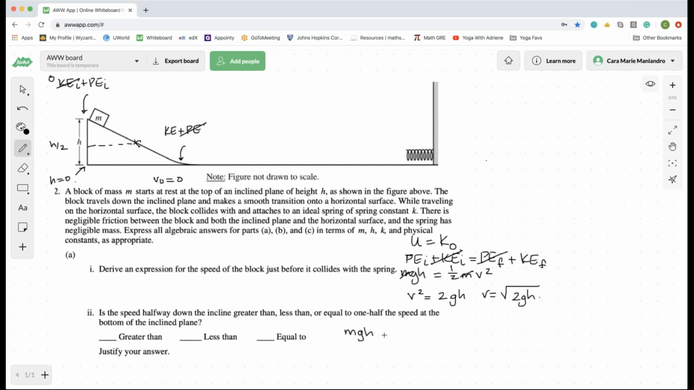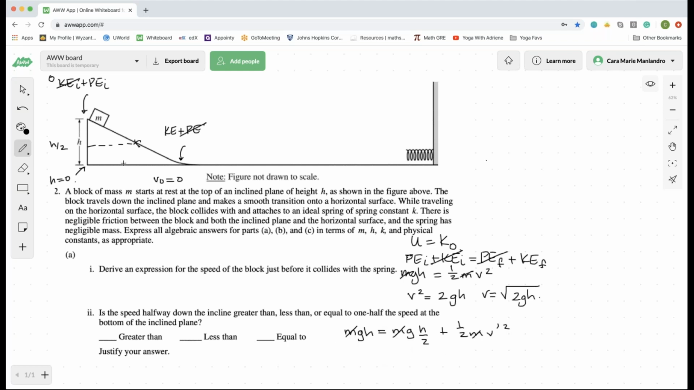Okay, I'm gonna go back to this. So here, mgh. I'm gonna go ahead and set this equal to mg and then h over 2, because I've come down to h over 2, plus 1/2 m and then I'll say v prime squared. Is everybody with me? I can still drop those m's.